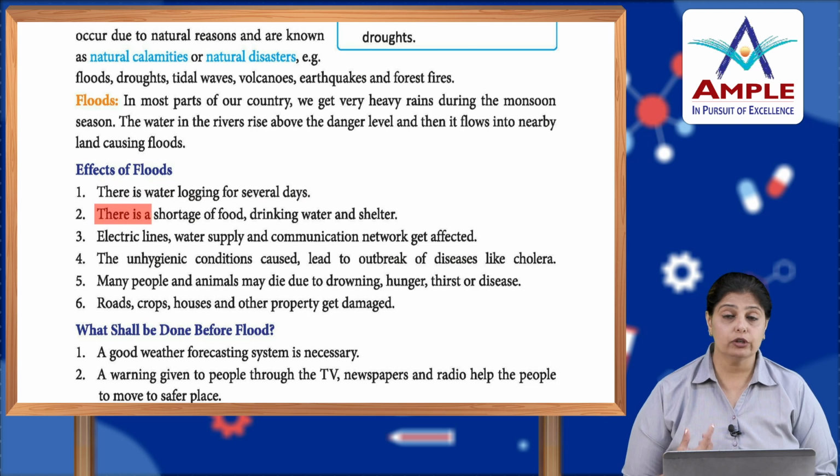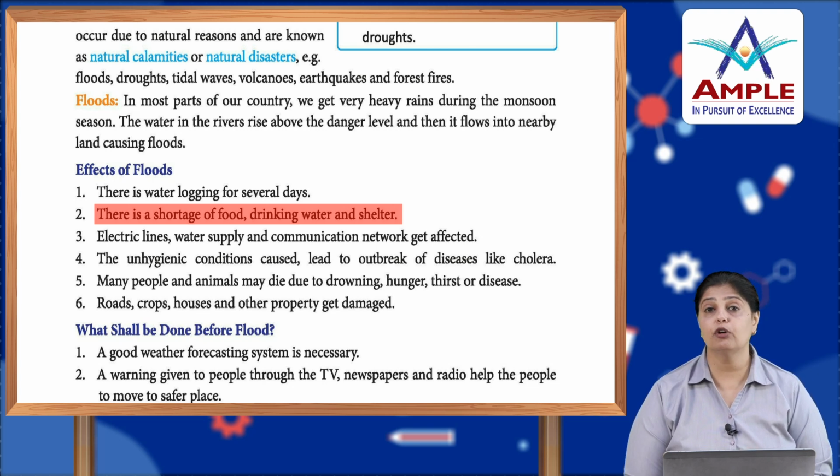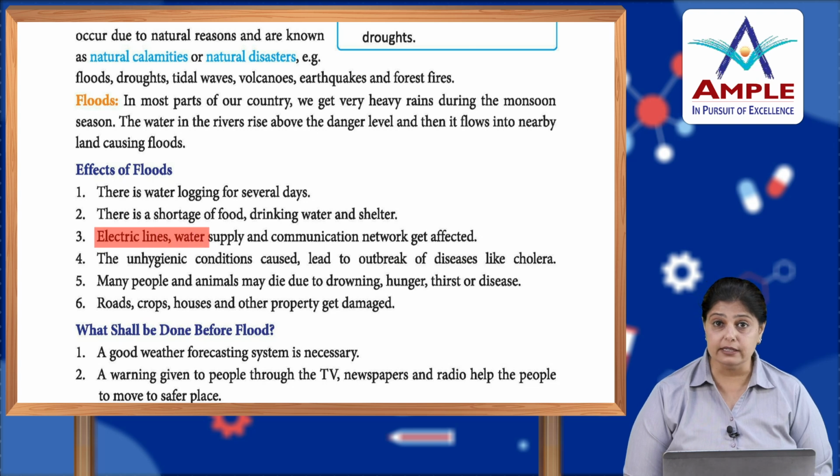Because of this, there is shortage of food, drinking water and shelter, because when floods occur, the areas get drowned in water, and obviously people do not have areas to live in, so they do not have a proper shelter. Then there is lack of food, because there is water everywhere and people can't go out to get food. There is lack of drinking water. Then electric lines, water supply and communication network also get affected.